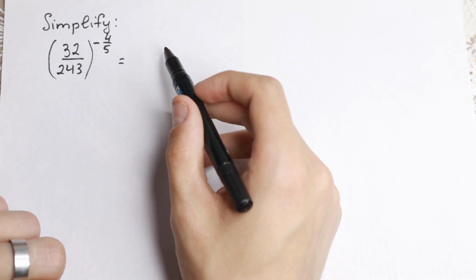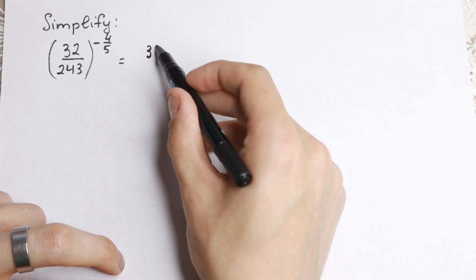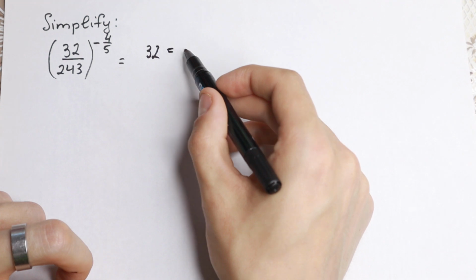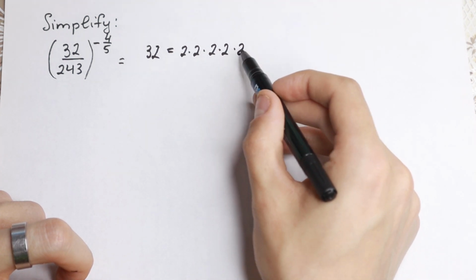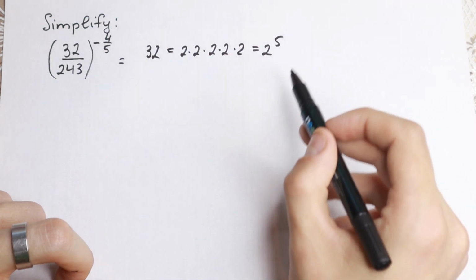First of all, 32 is a really good number because 32 on the first side is not a good number, but we can write it as 2 times 2. We have 4, 8, 16 and 32. So it looks like 2 to the 5th power, okay?